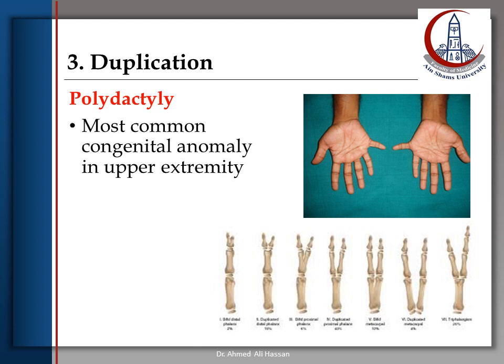The third type of congenital malformation is duplication of parts. The most common is polydactyly, extra digits, the most common congenital anomaly in the upper extremities. These are different types of polydactyly. The most common is little finger polydactyly.